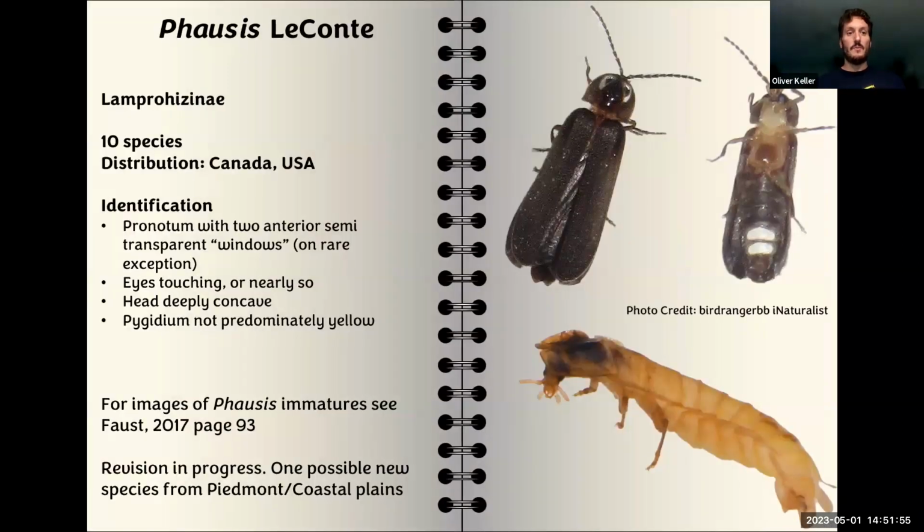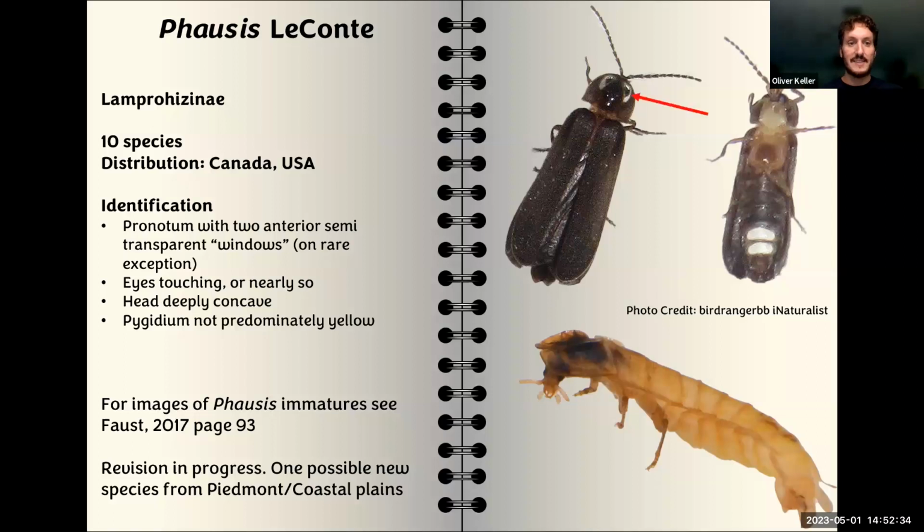Then next, we get to the subfamily Lamprohizinae. There's two genera in the world in this. We have one of them, Phausis. These are, I think, fairly well known on the East Coast because one of them is called the blue ghost. When they fly, they don't flash. They make this elongated glow, which, when you photograph them with long exposure, makes it look like they have a light trail after them.